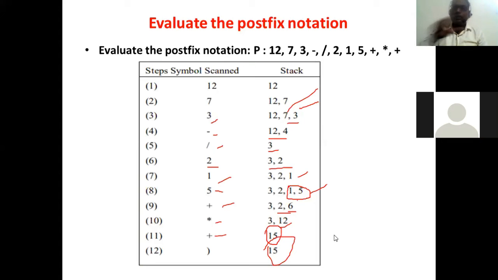To confuse you, the expression will be given in the form of A, B, C, D, and below it the values are given, A is equal to 1, B is equal to 2, C is equal to 3, like that. You need to put those values in the expression, scan the symbols, and finally you will get the result. So likewise, you have to evaluate the postfix notation, or postfix expression. Hope everybody understood the concept of expression evaluation as well as conversion of expressions like infix, prefix and postfix.